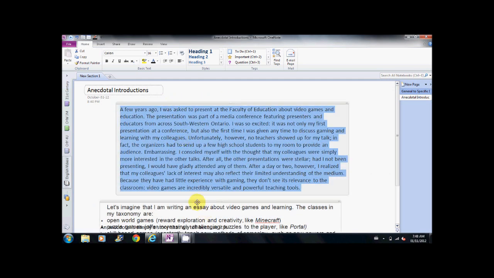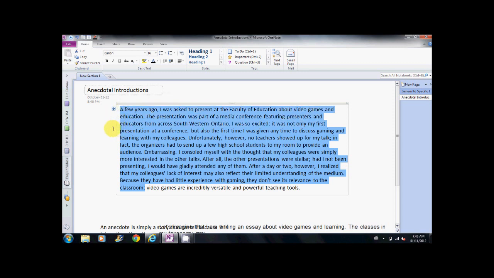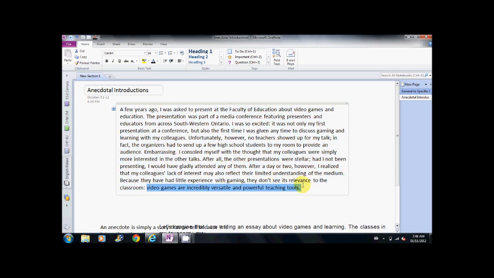Now this is a long one. You can find it on my blog, so I'm not going to read the whole thing to you. But what I will show you is this really, really long anecdote prepares the reader for this thesis right here. Now, it just so happens that my thesis happens to be the last sentence of the introduction. Remember, it doesn't have to be there. It could be at the beginning, it could be in the middle, as long as the reader can clearly identify it, and as long as the body of your essay connects to this, you're fine, right?